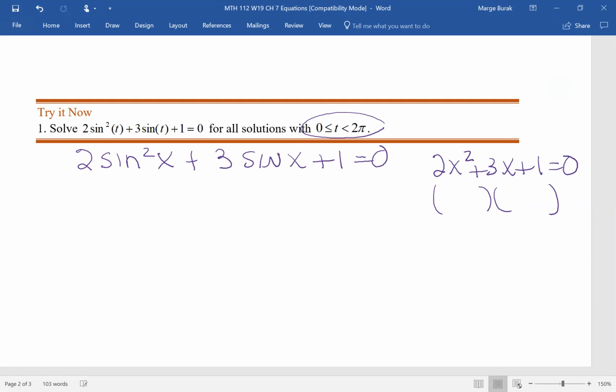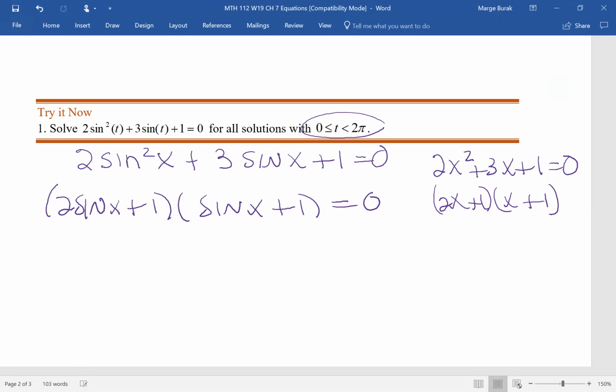And I can factor this. Instead of x, it's going to be 2 sine of x plus 1 times sine of x plus 1. And then I'll set each of these equal to 0. So 2 sine of x plus 1 equals 0, 2 sine of x equals -1, divide by 2, and sine of x equals -1/2.